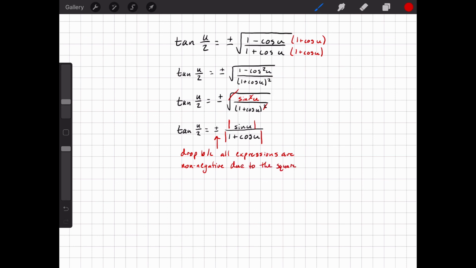And this will lead us to our final identity of tangent of u divided by 2 equals sine of u divided by (1 plus cosine of u).